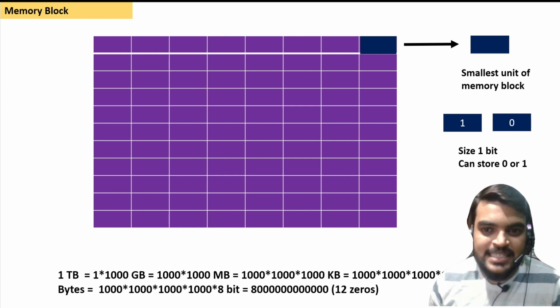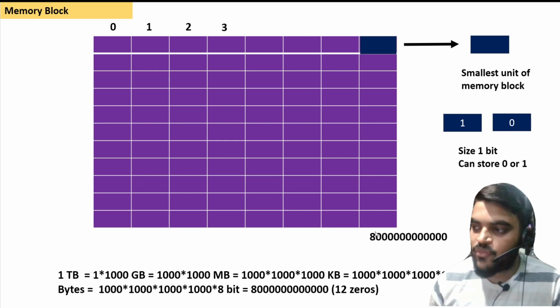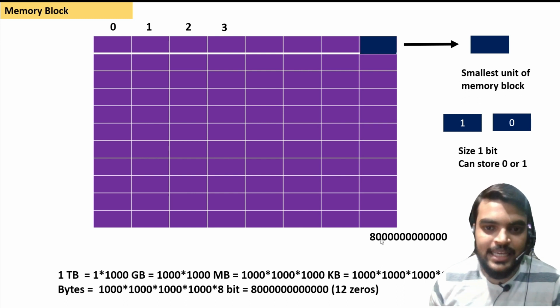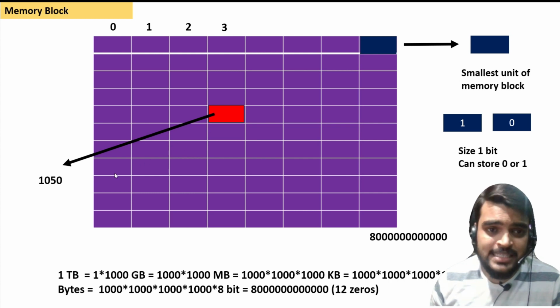And every block has an address. You can call it a reference or sequence number. Like this is my 0th block, and then 1, 2, likewise. And let's say this is the final block, where we have 8 followed by 12 zeros. I can't show you all the blocks here, so that's why I'm showing it like this. If I talk about a block in the middle, let's say it has the address or reference 1050, okay? I hope now it is clear to you.